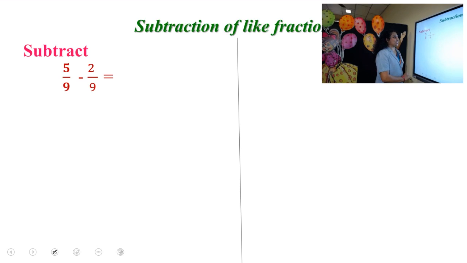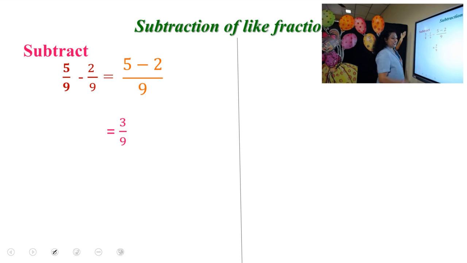5 by 9 minus 2 by 9. Here also denominators are the same. So no change in the denominator. We'll write the denominator as it is and subtract the numerators. That is 5 minus 2 by 9. What is 5 minus 2? It is 3 by 9.